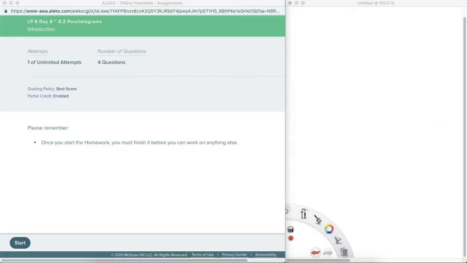Welcome to Chapter 8, Section 2, called Parallelograms. This is for Integrated Math 2, or IM2. So a couple of things that you'll see on your screen here before we get started.